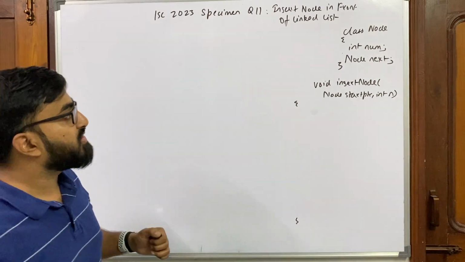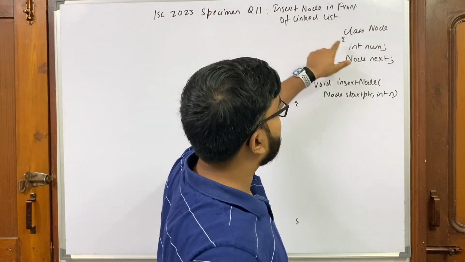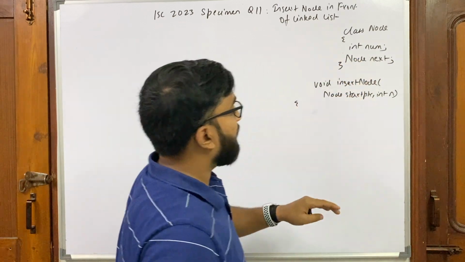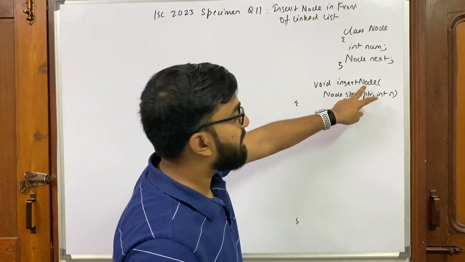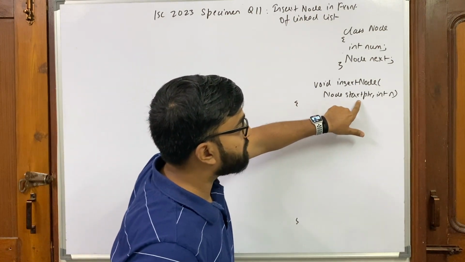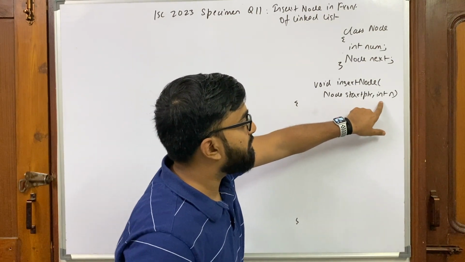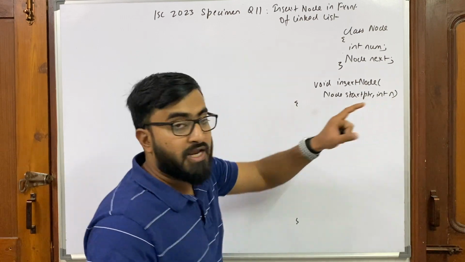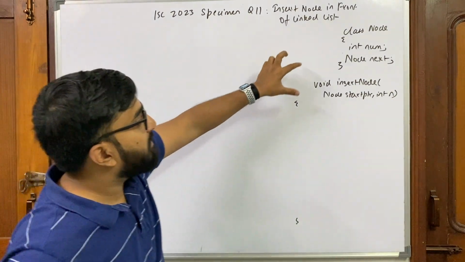So the question says that you have been given a class Node which has int num and Node next, and you have to insert a node in an already present linked list, the head, the first node of which is given by the start pointer, and you have to insert the integer n in a node in the front of the linked list. So you understand this is a class Node.